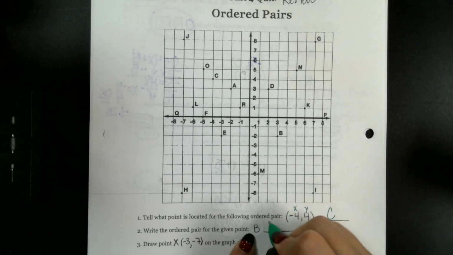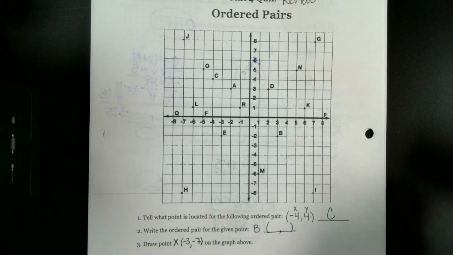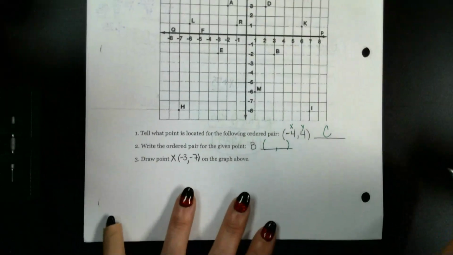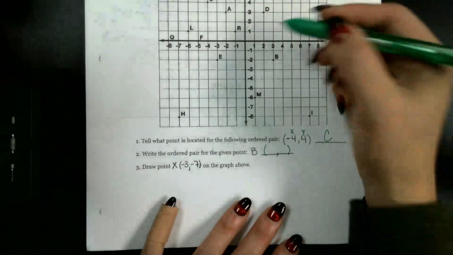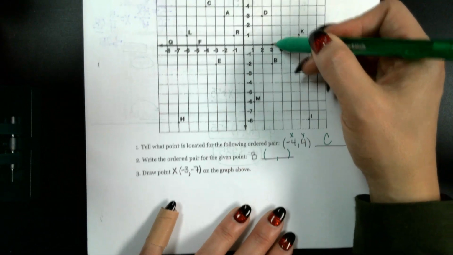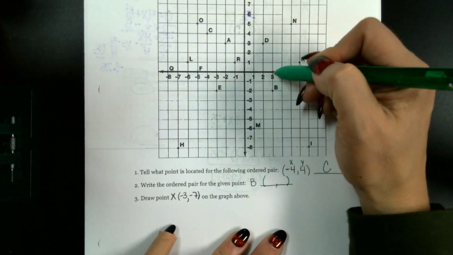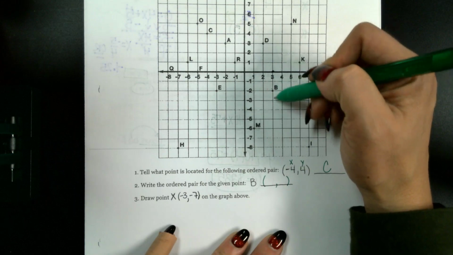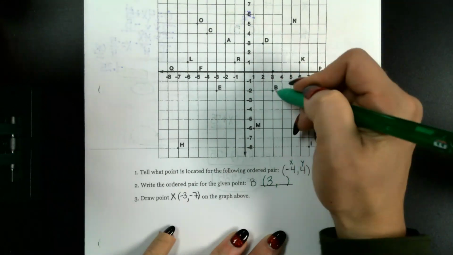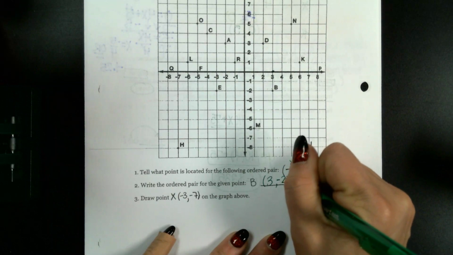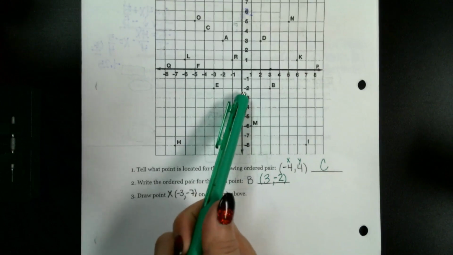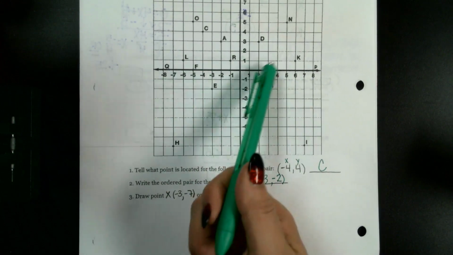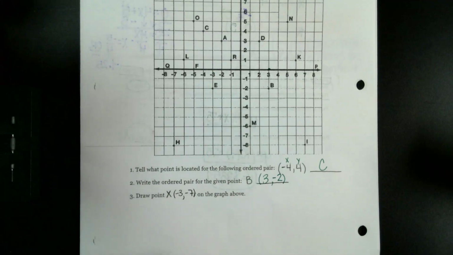Okay, so when we write the ordered pair for B, what did you guys put? Well, okay, the first number is 3. Hang on, let me get this down. So B is located at the 3 for the X, and then the -2 for the Y. So for those of you that put -2, 3, you're thinking slope. You're thinking Y, then X. You've got to do X, then Y as your ordered pair.